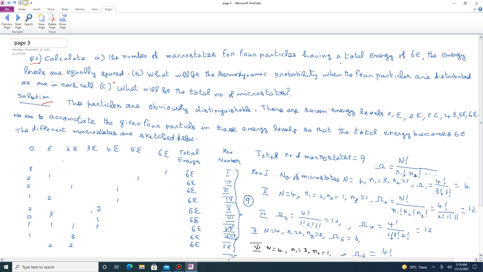So now let us discuss the solution. The particles are obviously distinguishable. There are 7 energy levels because the total energy is 6E. So the possibilities are 0 is one possibility, and E is another possibility, 2E, 3E, 4E, 5E, 6E. So these are the different possible values of the energy level. So it is 0, E, 2E, 3E, 4E, 5E and 6E.